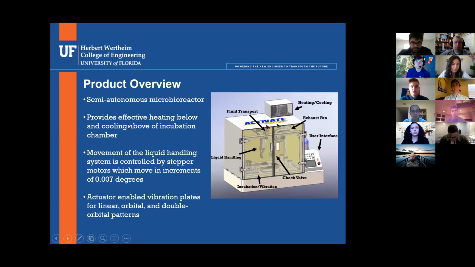So today we will be discussing our design for a semi-autonomous bioreactor. The device's user interface allows the user to adjust settings like heating and cooling, the number of tubes to incubate, and varying vibration patterns. The heating elements are located on the bottom of the incubation chamber, while the refrigerating coils are placed near the top. Since warm air rises and cold air falls, this design encourages natural convection.